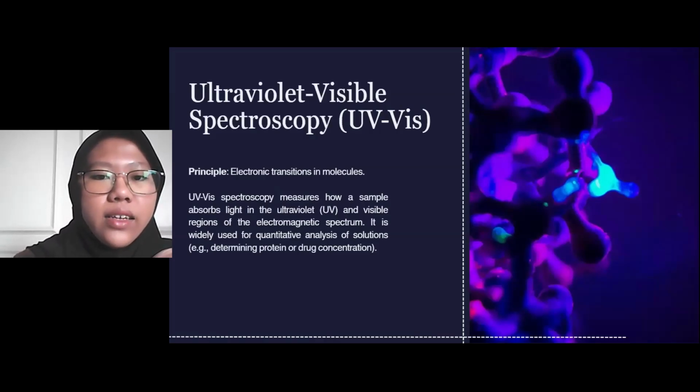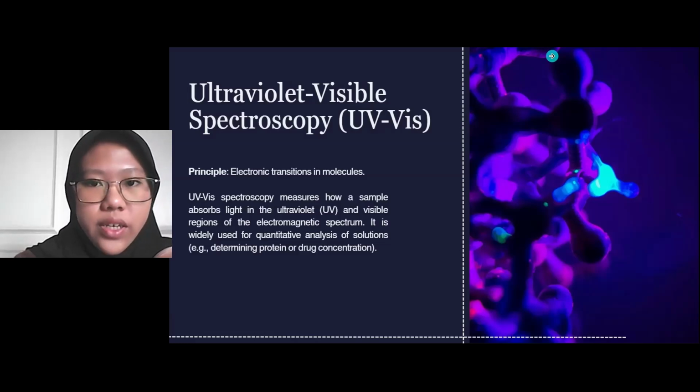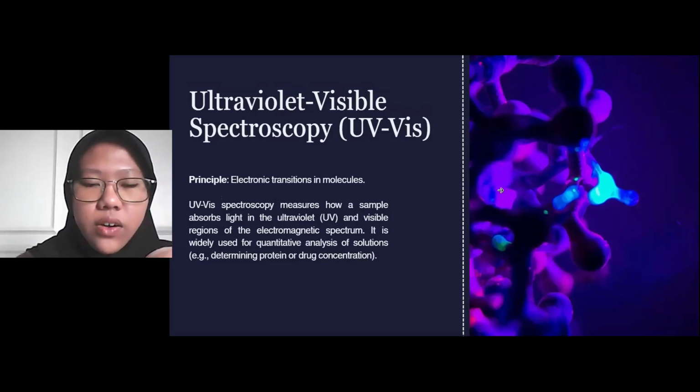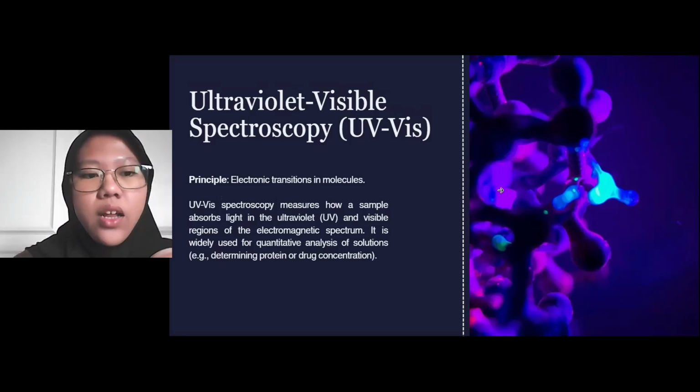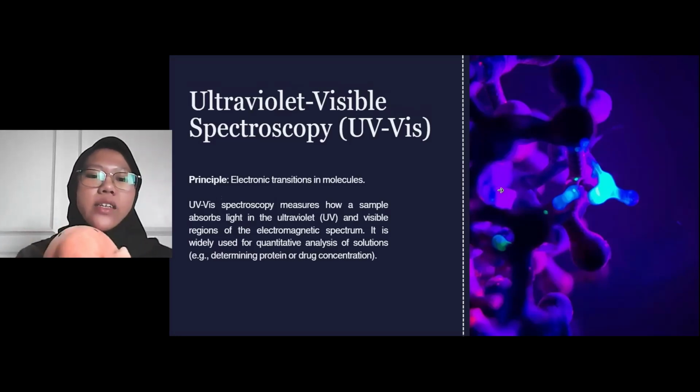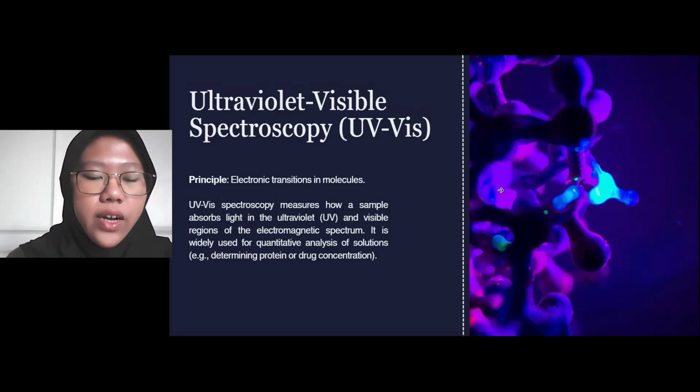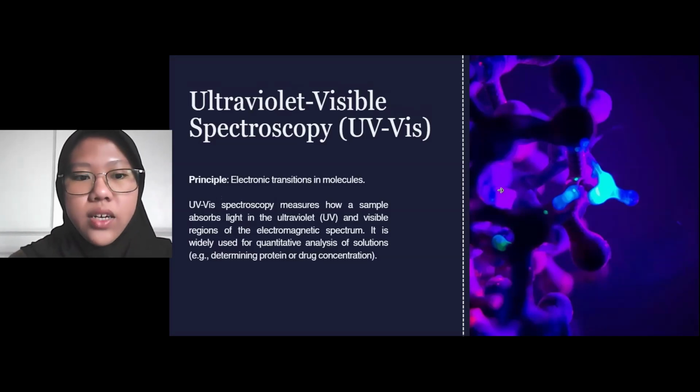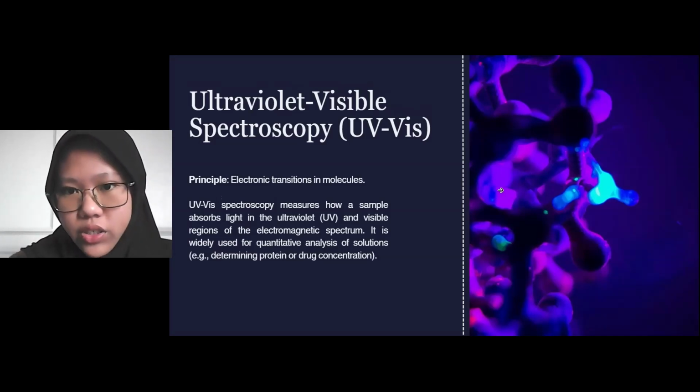Second, ultraviolet visible spectroscopy, or UV-Vis. Its principle is electronic transitions in molecules. UV-Vis spectroscopy measures how a sample absorbs light in the ultraviolet, UV, and visible regions of the electromagnetic spectrum. It is widely used for quantitative analysis of solutions, for example, determining protein or drug concentration.